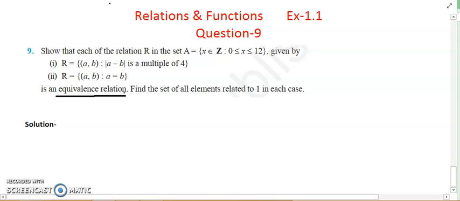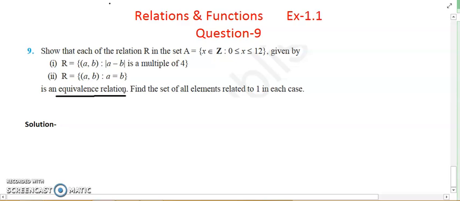So if a relation is equivalence, the relation should be reflexive, symmetric and transitive. If the relation satisfies all these three properties, reflexive, symmetric and transitive, then the relation is called an equivalence relation. So first of all we have to check all three: reflexive, symmetric and transitive.